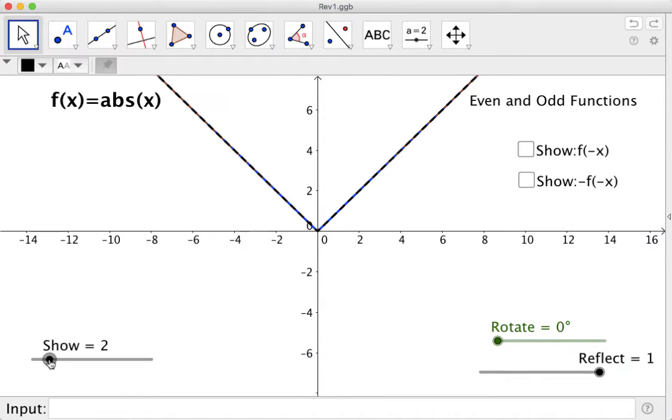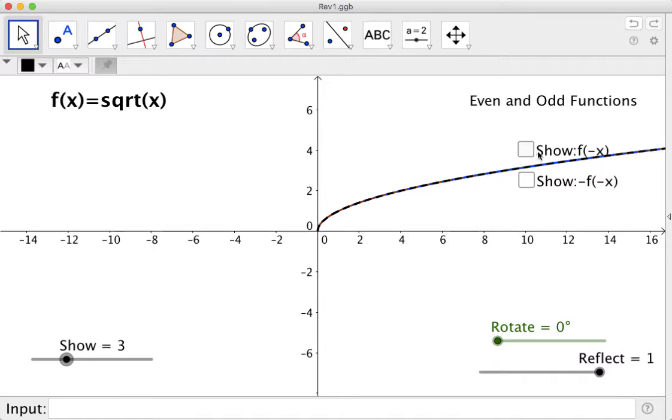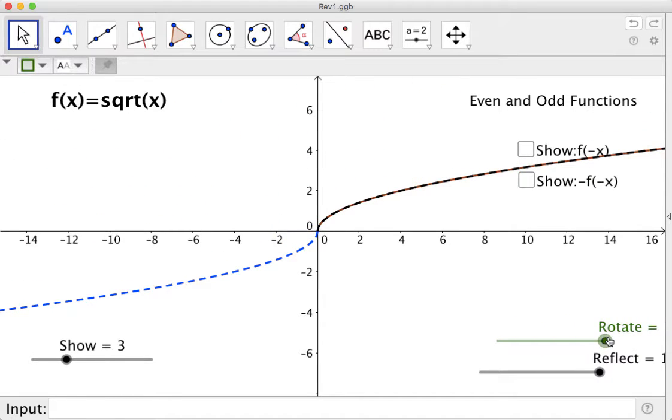So if we look at some other functions here, we have f of x is equal to the absolute value of x, which again, when we look at f of negative x, looks exactly the same as f of x. And it does reflect onto itself across the y-axis. If we look at the square root of x, now f of negative x is a different looking function. Negative f of negative x is also a different looking function. This function neither reflects onto itself across the y-axis, nor does it rotate onto itself 180 degrees around the point 0, 0. This is neither an even nor an odd function.